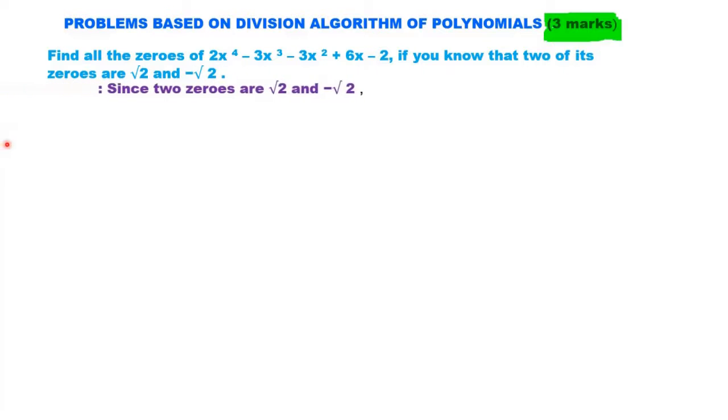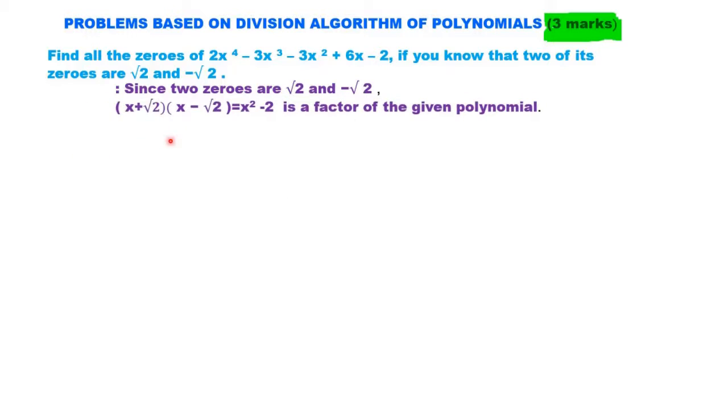We are going to convert them into factors. So root 2 and minus root 2 will be converted into factor form, that is x minus root 2 and x plus root 2. So here they are in factor form, x plus root 2, x minus root 2. That is (a plus b)(a minus b), which is equal to a squared minus b squared. So here b squared is root 2 squared, which is 2.